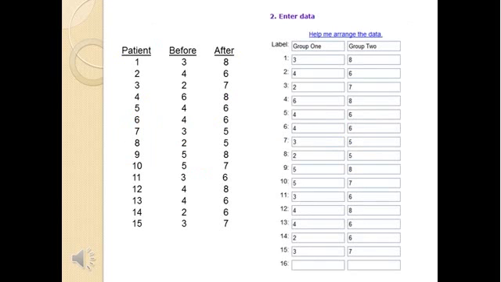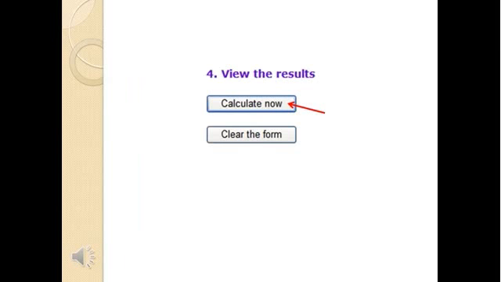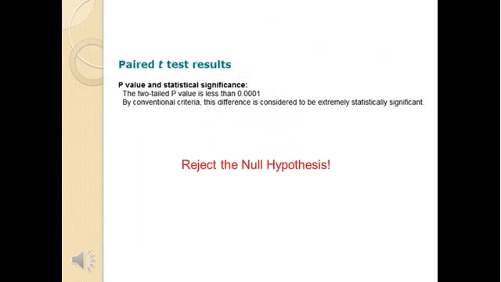It is critical that the paired scores for each subject be matched between the two columns. Once we have the data entered, we select Calculate Now. The two-tailed p-value for this paired t-test is shown as less than 0.0001. It is also noted that this difference between the paired means is extremely statistically significant, and we would therefore reject the null hypothesis. Our study has shown a significant improvement in pinch strength due to therapy.